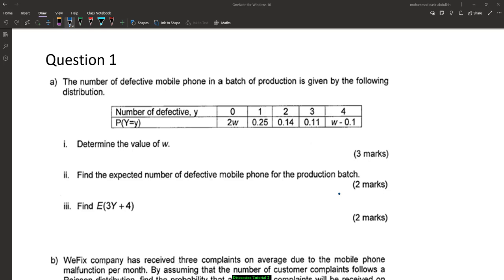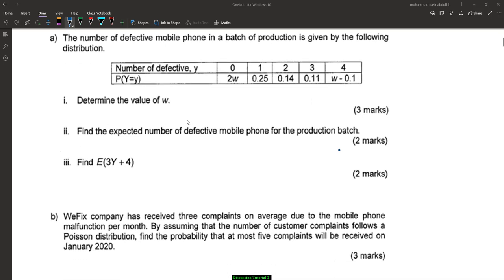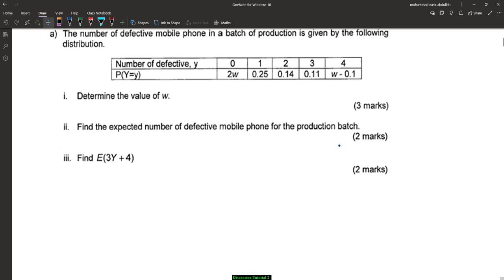Right, question number 1. The number of defective mobile phones in a batch of production is given by the following distribution. So they give you the number of defective, right? So we make it down here. Right, number of defective from 0 to 4, and then they want us to find the value of W.